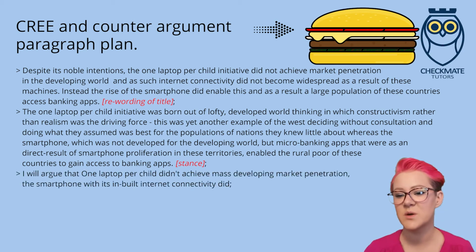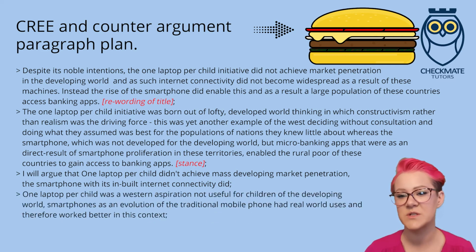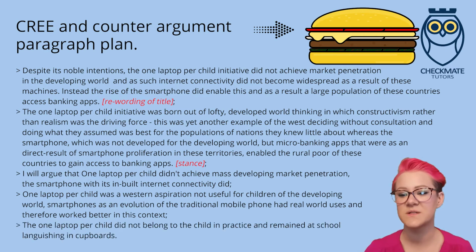I will argue that One Laptop Per Child didn't achieve mass developing market penetration. The smartphone with its inbuilt internet connectivity did. One Laptop Per Child was a Western aspiration not useful for children of the developing world. Smartphones, as an evolution of the traditional mobile phone, had real-world uses and therefore worked better in this context. The One Laptop Per Child did not belong to the child in practice and remained at school, languishing in cupboards.